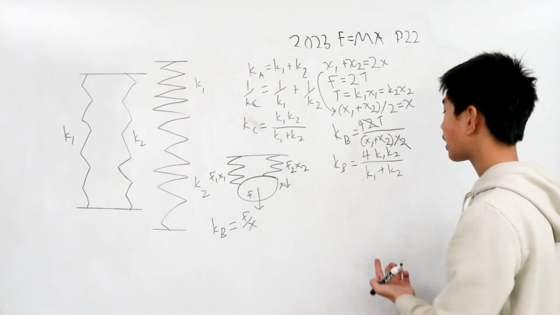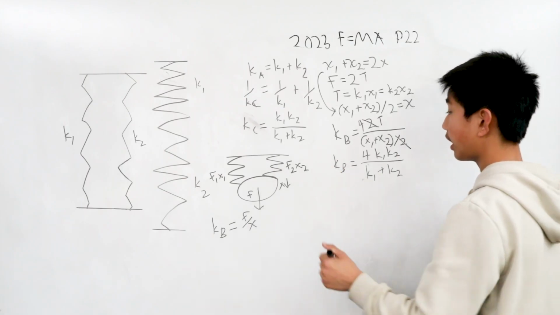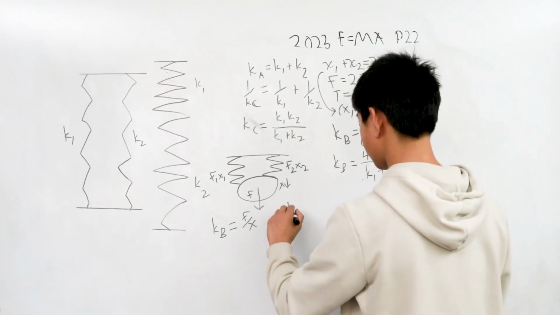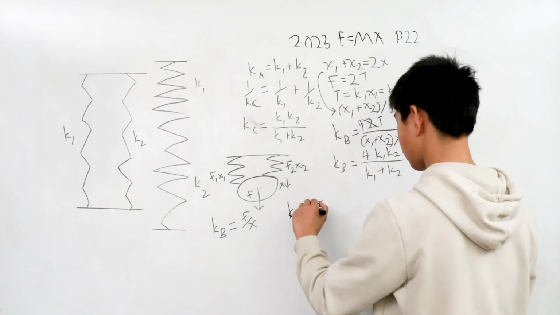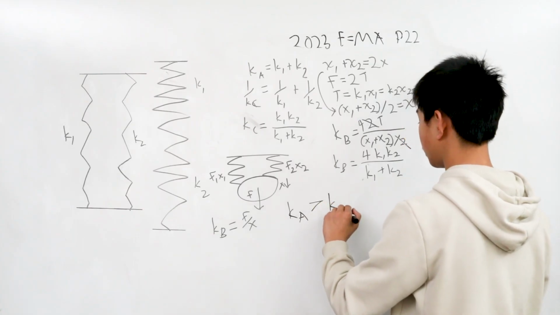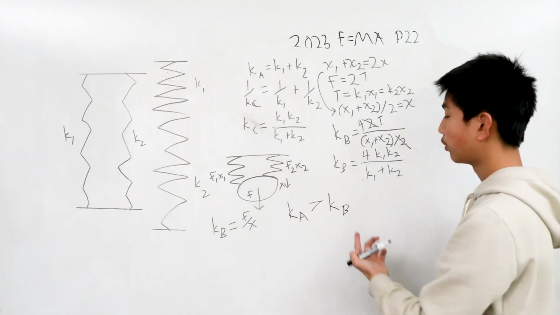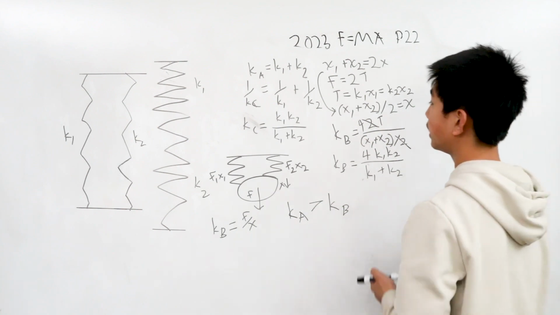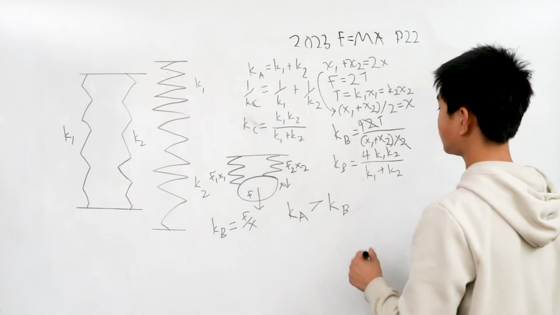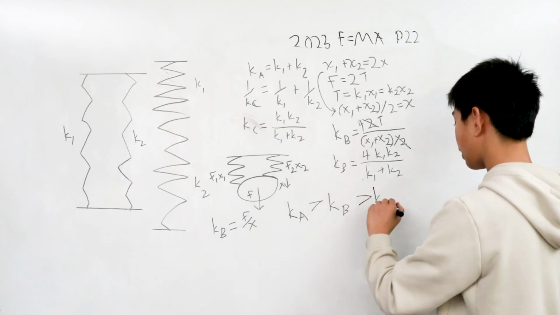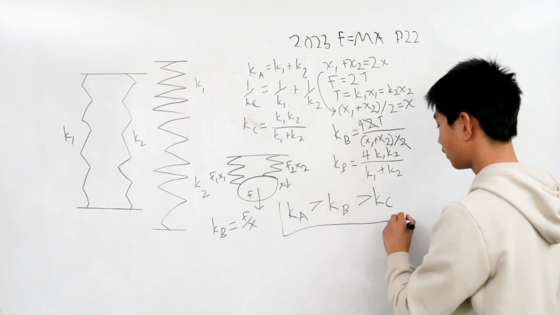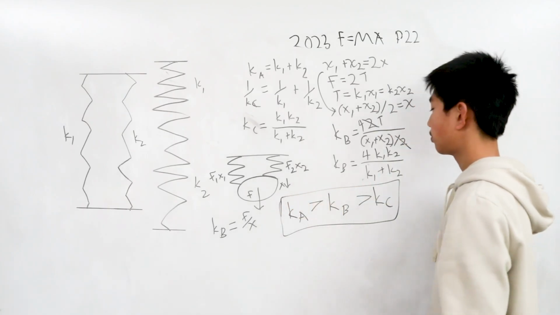So now that we have this, we know that K of A is greater than KB. By various ways, we can denote this and prove this. And we also know that K of B is greater than K of C. So we have this as our total sorting of the spring constants, which is our answer.